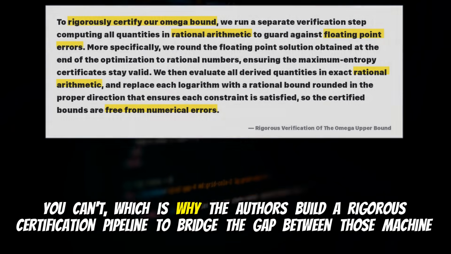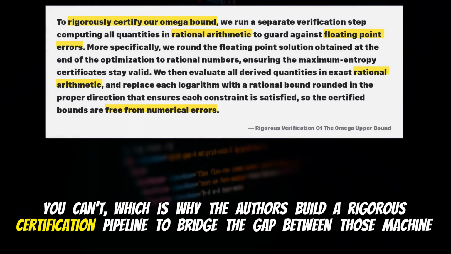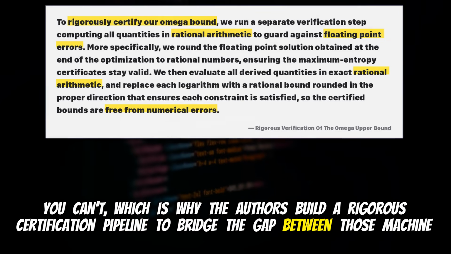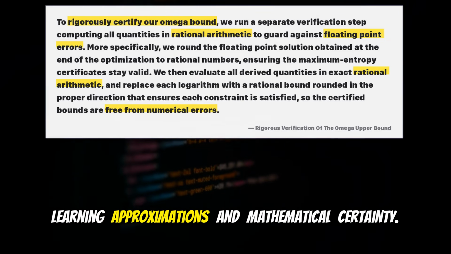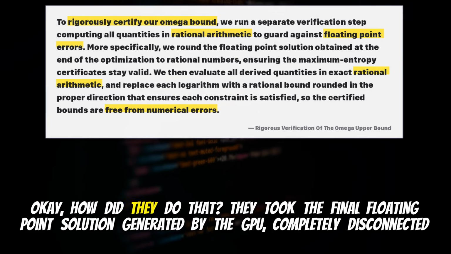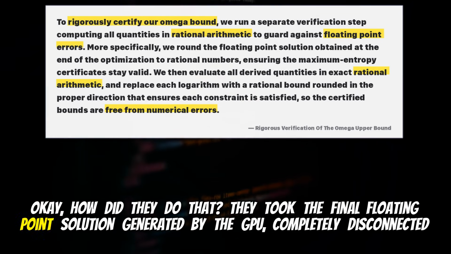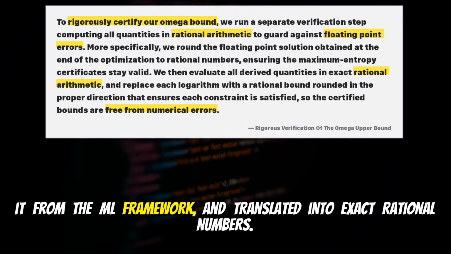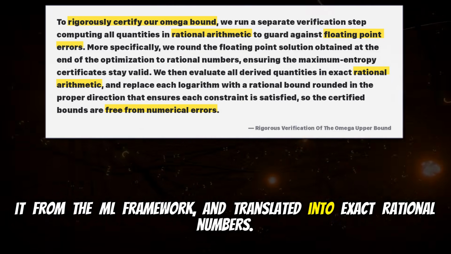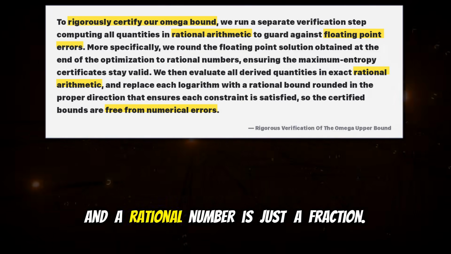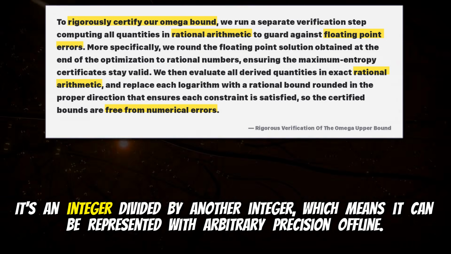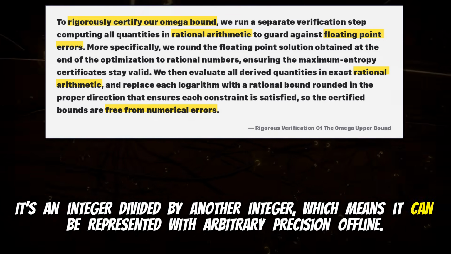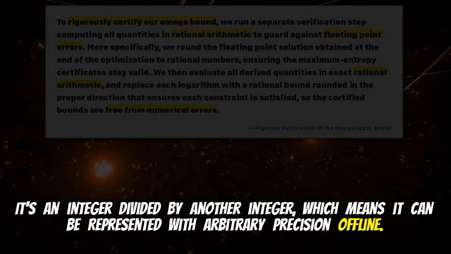You can't, which is why the authors built a rigorous certification pipeline to bridge the gap between those machine learning approximations and mathematical certainty. Okay, how did they do that? They took the final floating point solution generated by the GPU, completely disconnected it from the ML framework, and translated it into exact rational numbers. And a rational number is just a fraction. It's an integer divided by another integer, which means it can be represented with infinite precision offline.